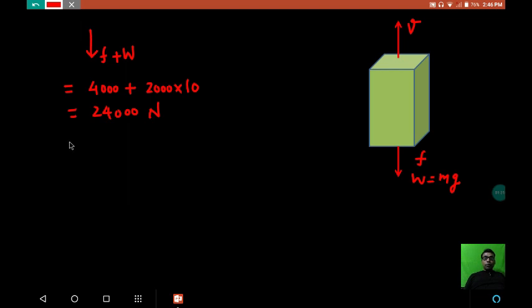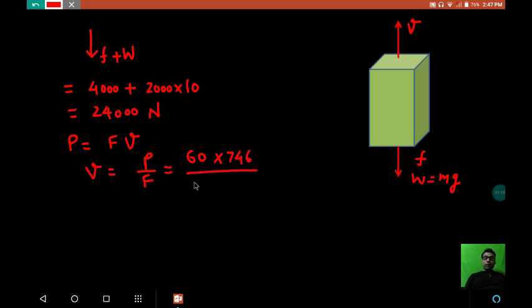So from the relation, power is equal to force into velocity, we can say the velocity is equal to power upon the force. Power is given as 60 HP. Note here that we have to convert the HP, horsepower, into watts. So 1 horsepower equals 746 watt.